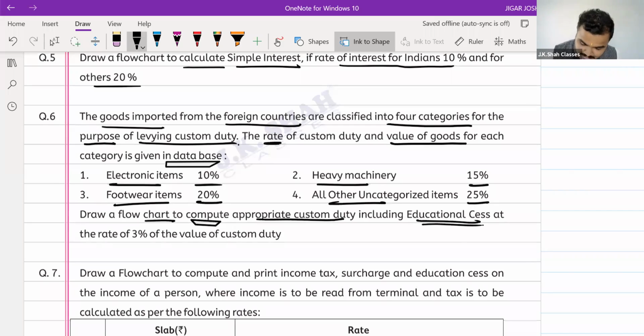Including educational cess. What is the educational cess? So let me tell you, people, cess is the word which is used for tax on tax. Whatever your tax liability is, on which you further need to pay tax, that is called a cess, at the rate of 3% of the value of custom duty. Are you clear till here?